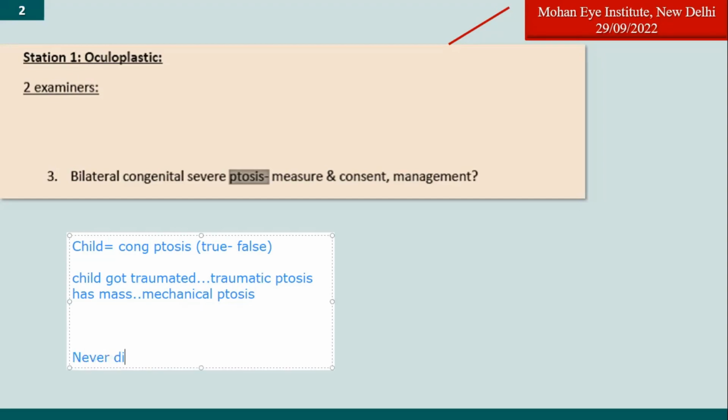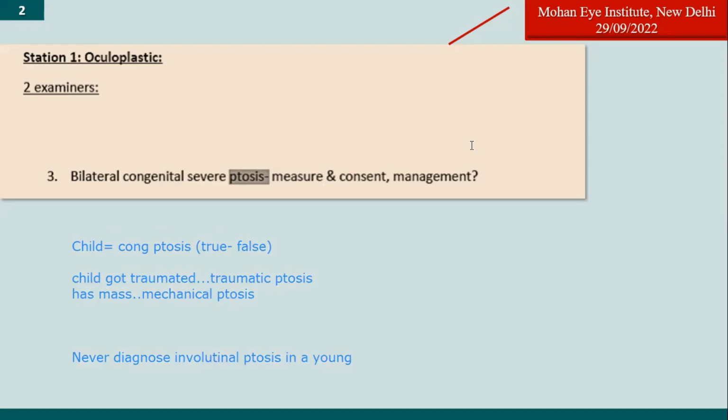Never diagnose involutional ptosis in a young patient, because simply involutional means senile, means age-related. So never put involutional ptosis in the differential diagnosis if we have a young patient, an adult patient, or a child, okay? So I would imagine there was some kind of discussion about the etiology of such a case, and it turned out to be dating since birth, and that's why the candidate mentioned congenital.